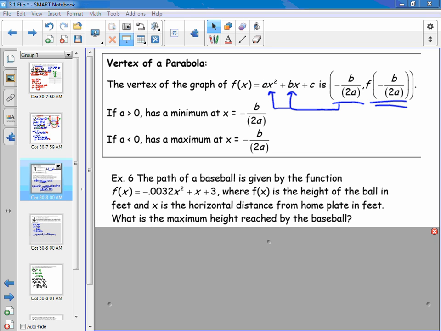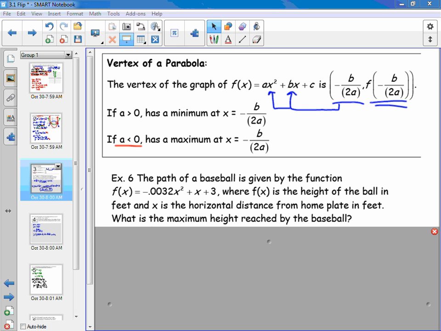A couple other things to note. If your value of a is positive, like we've talked about in the past, we will have a minimum. The vertex will be located at a minimum. And then if the value of a is less than 0, the coordinates of the vertex will represent a maximum.